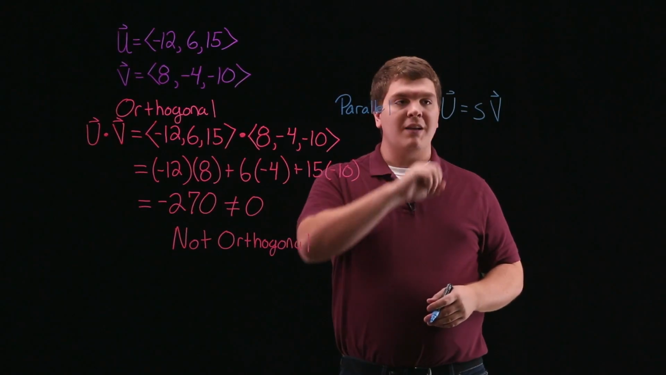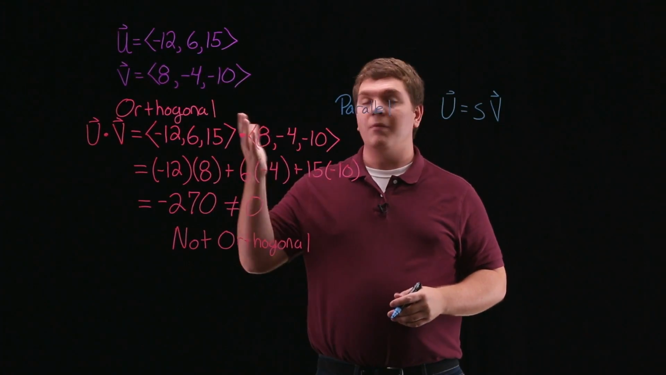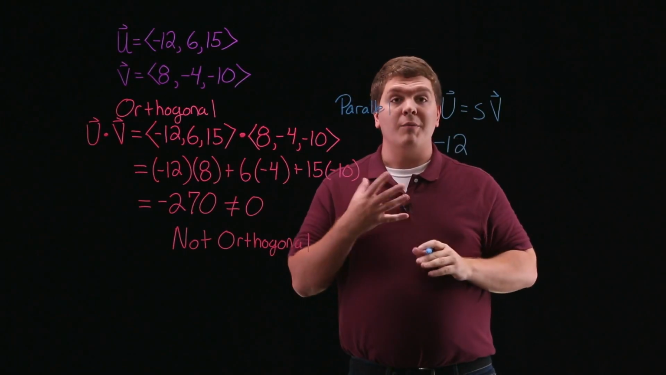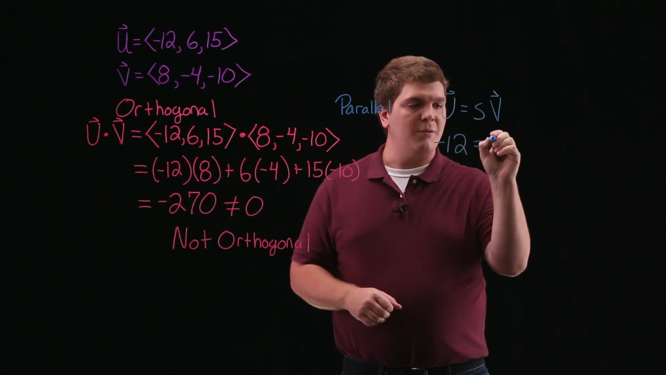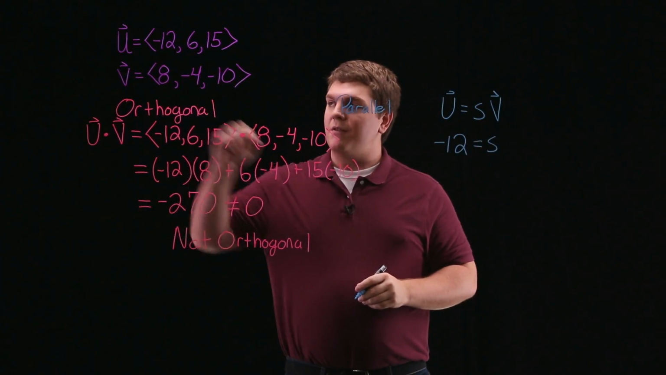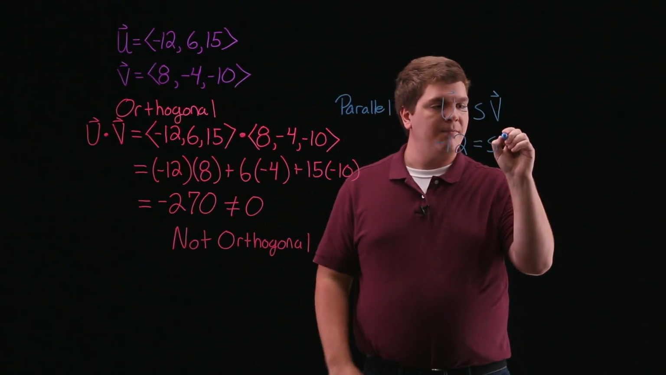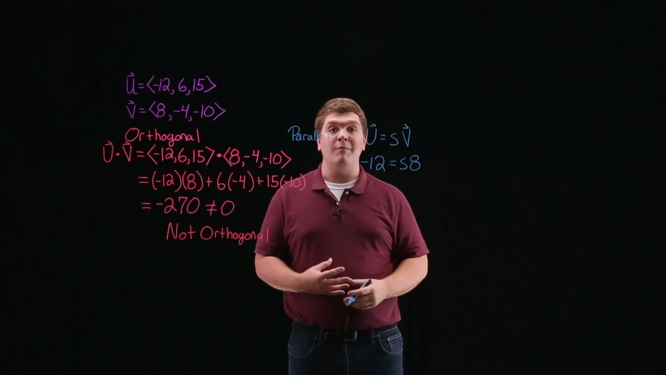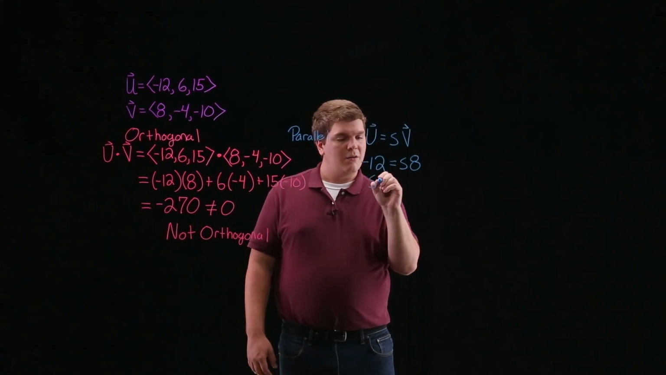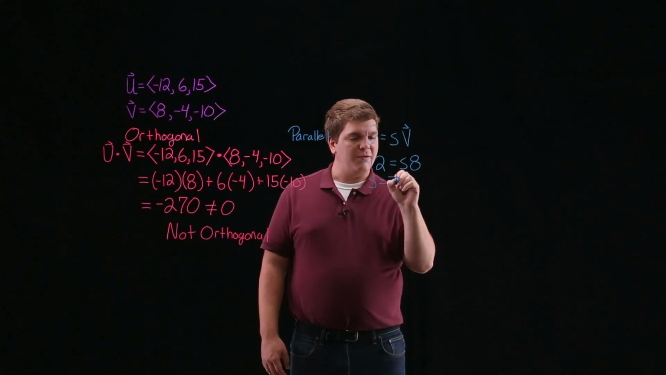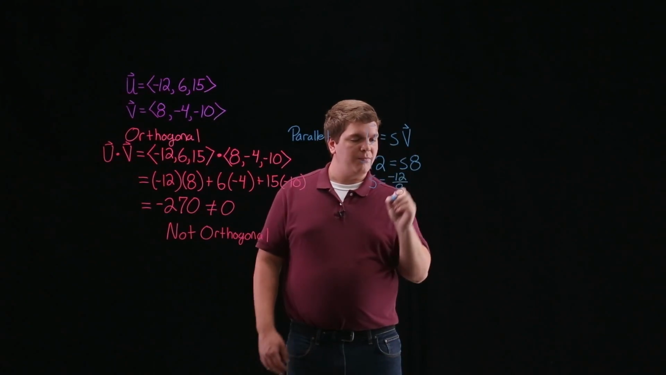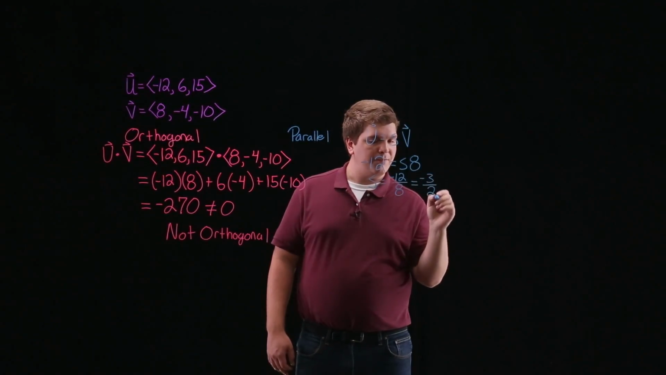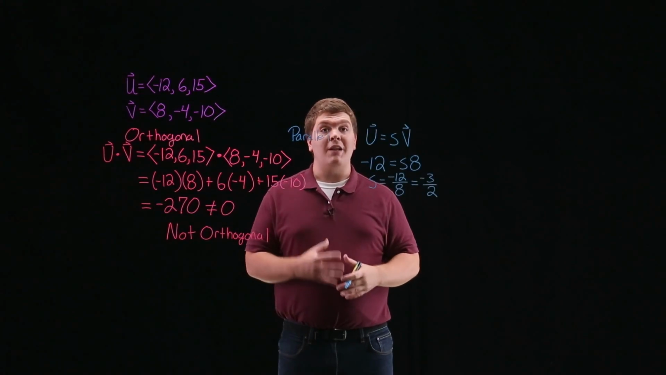What I like to do is start with the first component of u, in this case -12, and try to find a potential value for s. So let's set this equal to s times what's in the first component of v, which is 8. Here, we can solve for s by dividing both sides of this equation by 8. So s is equal to -12 divided by 8, which simplifies to -3 halves. So here we have a potential s value.